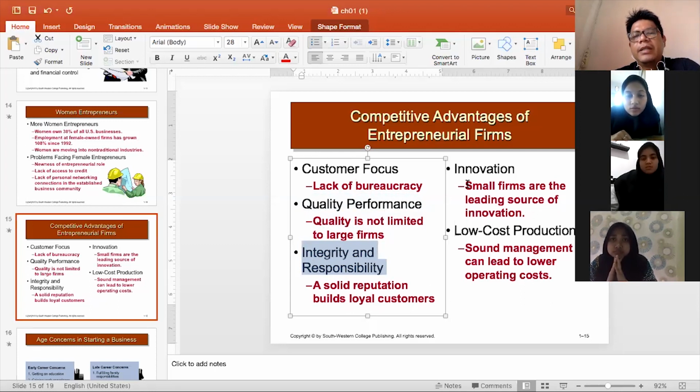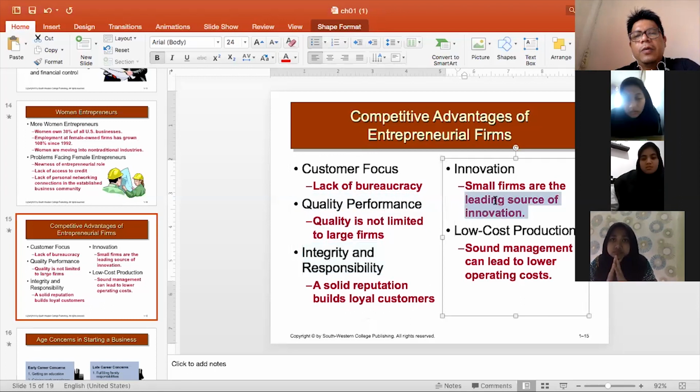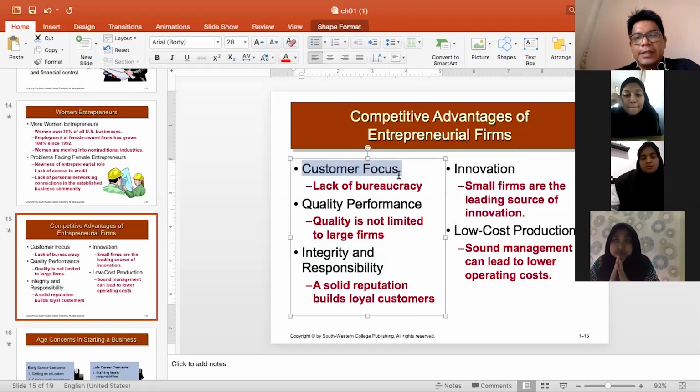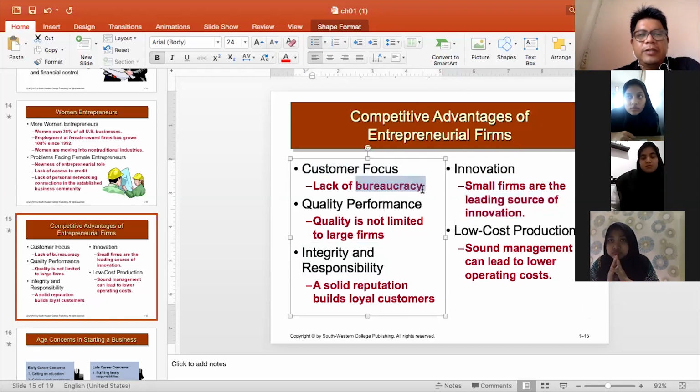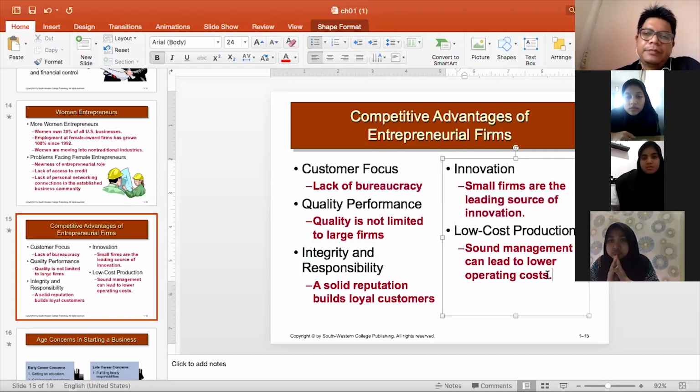Innovation. Small firms are the leading source of innovation. Why do they say this? Because it's like the customer focus happens. There is a lack of bureaucracy and they have some ideas that they can act on directly with their research. But in the big ones, they are just tied up with the bureaucracy to do the research. Not all. It's not supposed to be like that, but it happens for some.